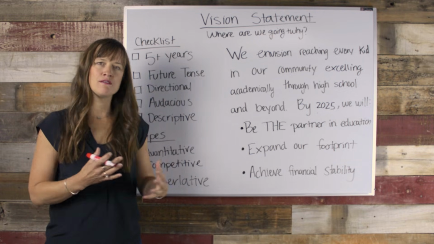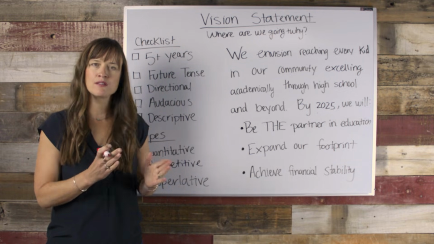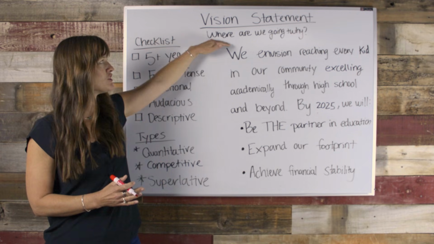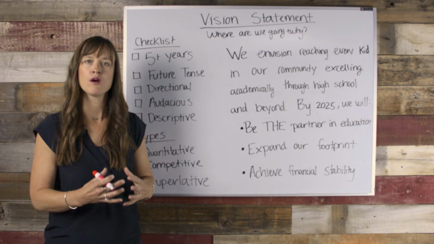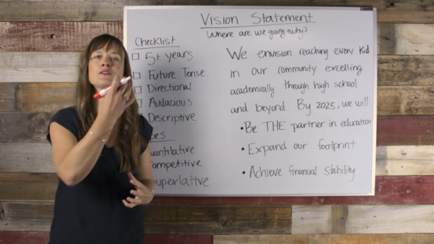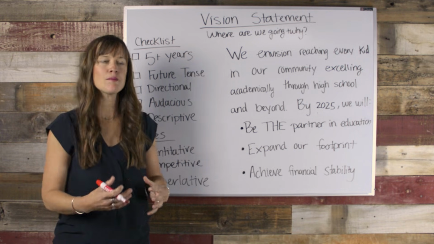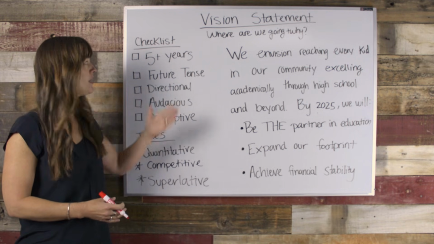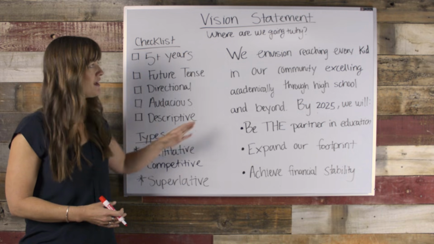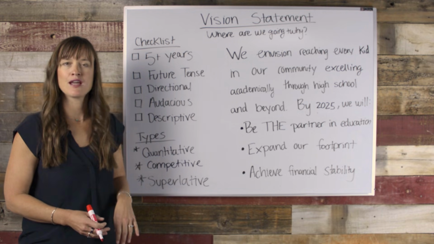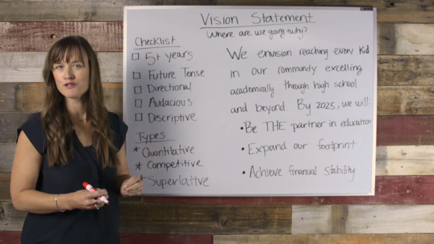We often get mission and vision confused, so the way that you keep them distinct is by making sure that your vision statement articulates where. Where are we going? What does success look like in the future? Let's talk about the different types of vision statements, a checklist to make sure yours is great, and then we'll break down how it comes together and wrap it up with a quick how to do it for yourself.